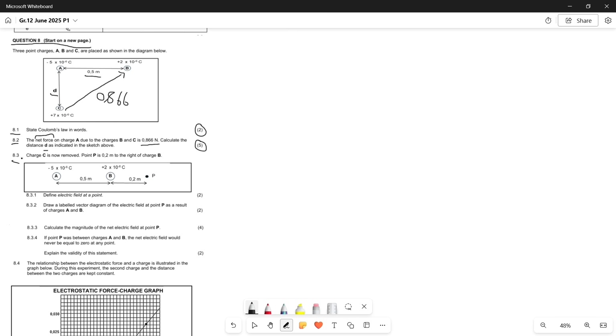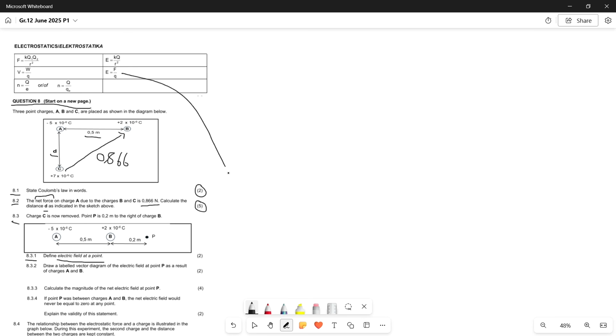Okay, and then 8.3 over here says charge C is now removed. Okay, so this guy is gone. Point P is 0.2 meters to the right of charge B. So we have charge A, the same charge as we did here. Charge B remains, C is now gone, and now we are looking at point P to the right of both of these charges. So 8.3.1 says define electric field at a point.